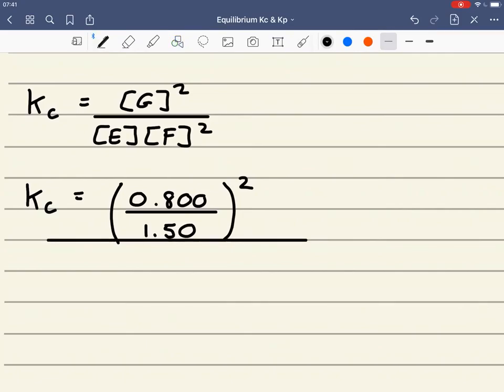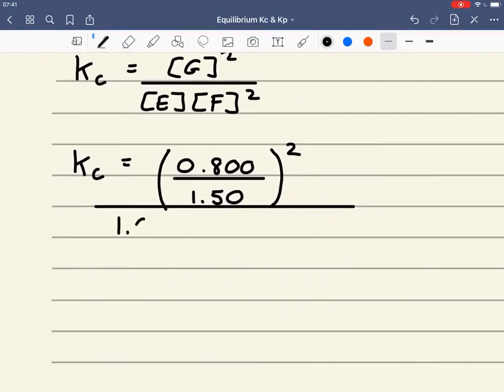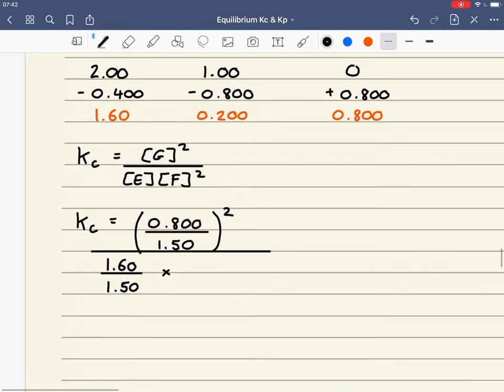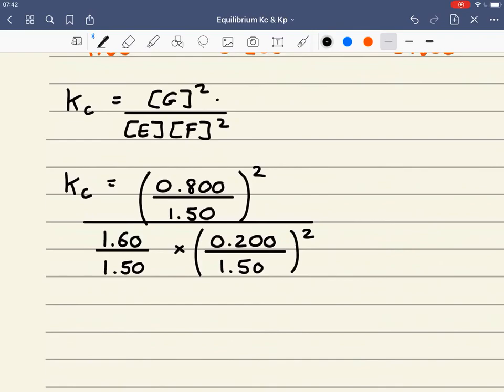That's divided by the concentration of E. Well, my moles of E is 1.6. And again, the volume is 1.5. So that's my concentration of E times the concentration of F, which is the moles, which is 0.2, again over the volume of 1.5. And again, this is all squared. So that's my populated expression.